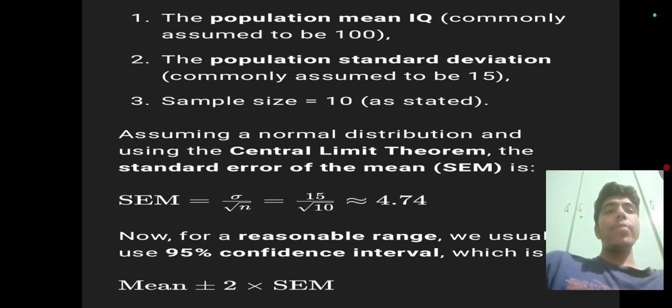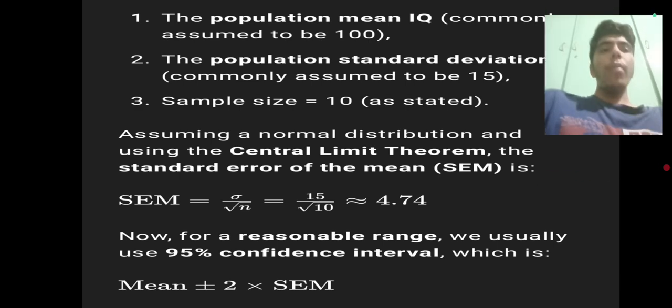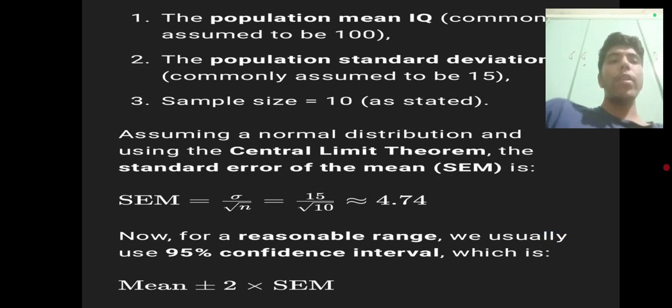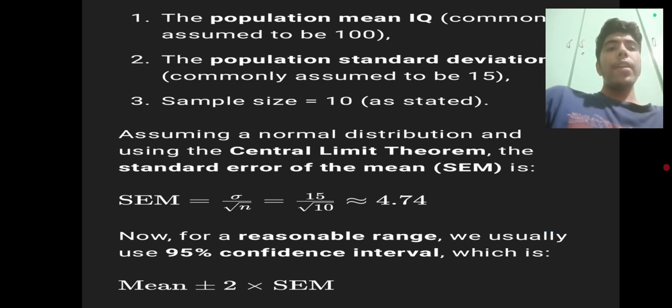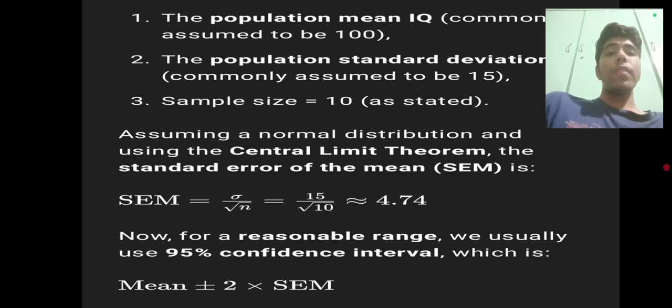The population mean IQ is commonly assumed to be 100. The population standard deviation is commonly assumed to be 15. Sample size is equal to 10. Assuming a normal distribution and using the central limit theorem, the standard error of the mean is sigma by square root of n, which is 4.74.